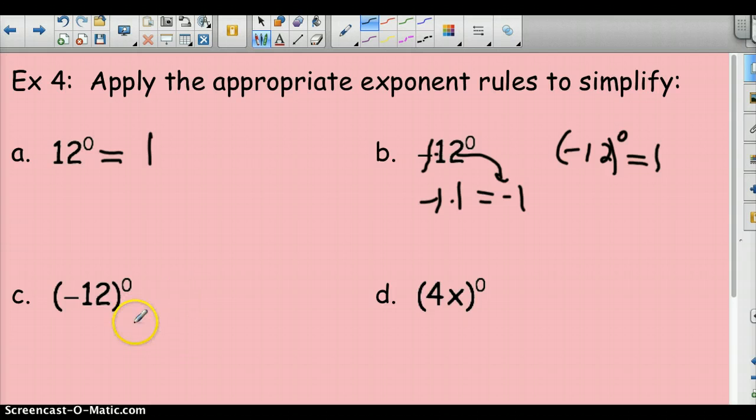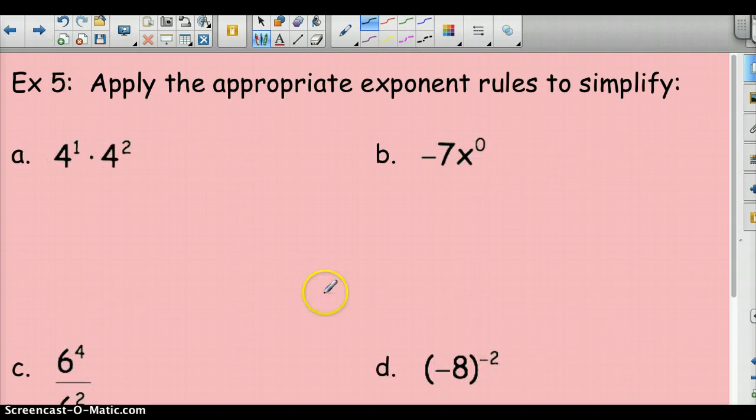Be careful there. Here I already took care of negative 12 to the 0 power. Everything is being taken to the 0 power. So it's 1. And here we have two things, 4 and x, all being taken to the 0 power. Since they are multiplied, we can distribute that 0 power inside and you get 4 to the 0 times x to the 0. Well, 4 to the 0 is 1, x to the 0 is 1, and the final answer is 1. 0 power is easy. You just got to be careful with that.